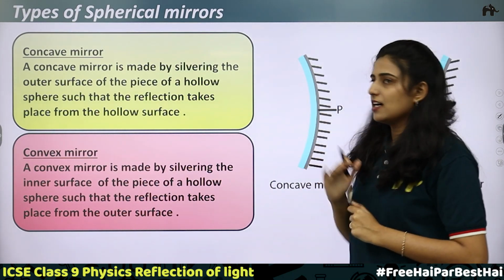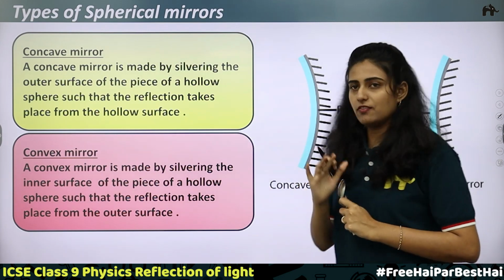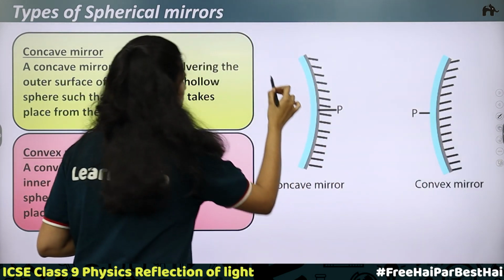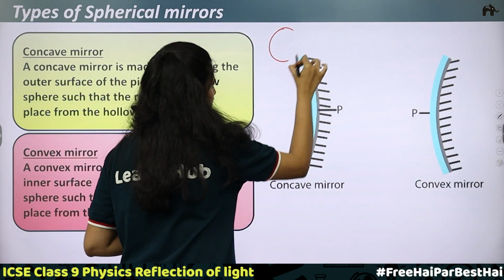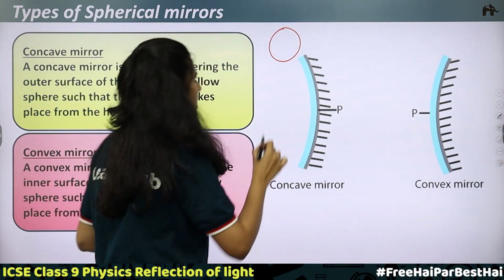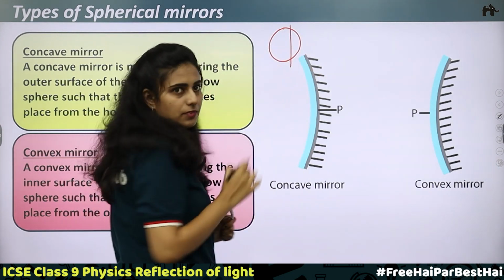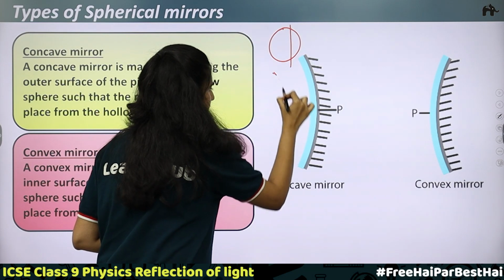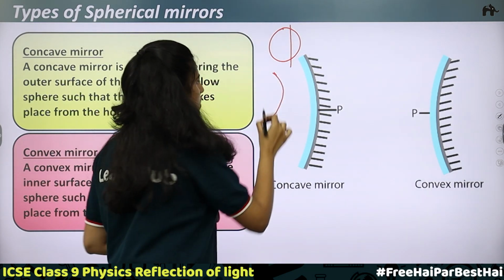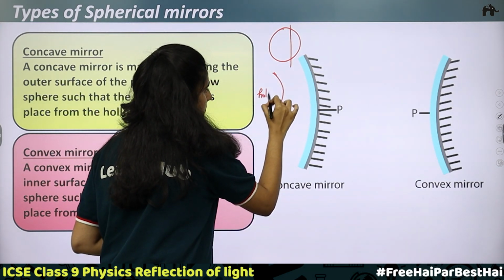Now here, what are concave and convex mirrors? We have said a hollow glass sphere is taken. It is cut. So you will be getting a portion like this. This is the hollow part.